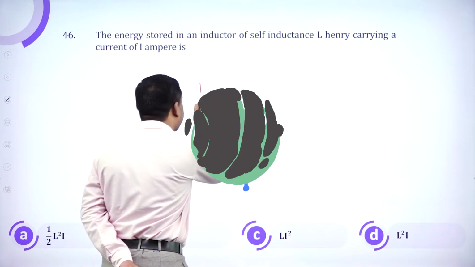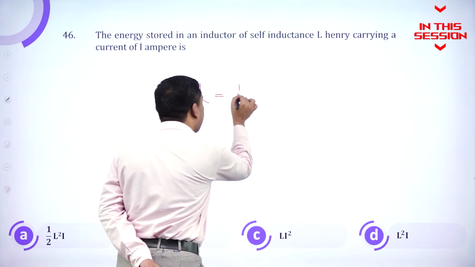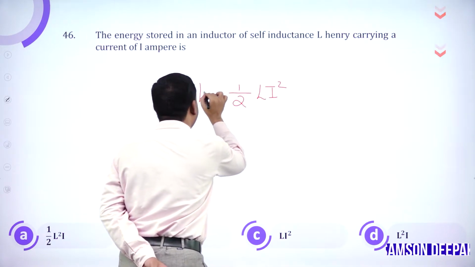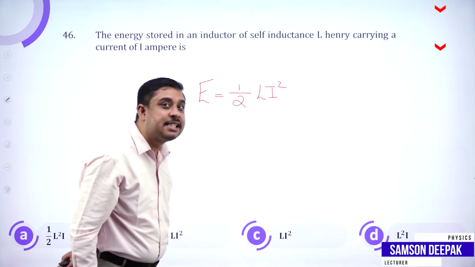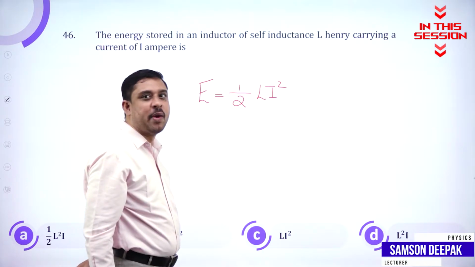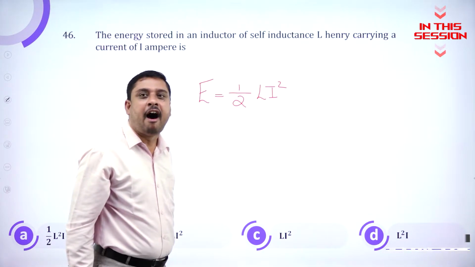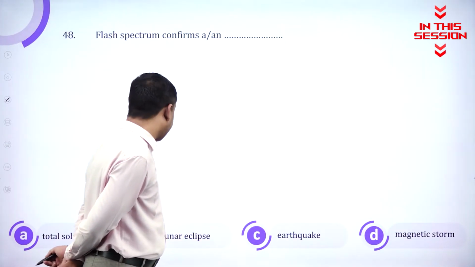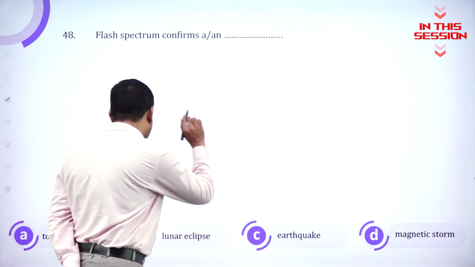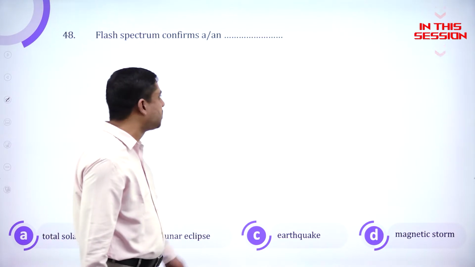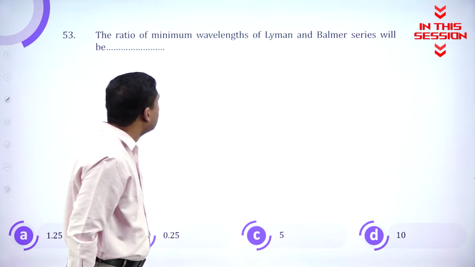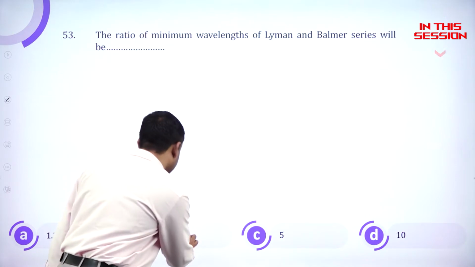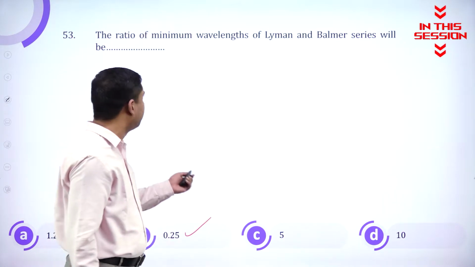What is the expression for energy stored in an inductor? Half L I square. Capacitor, half C V square. Inductor, half L I square. Flash spectrum confirms total solar eclipse. Ratio of minimum wavelengths of Lyman and Balmer series will be, it is conceptual, 0.25.